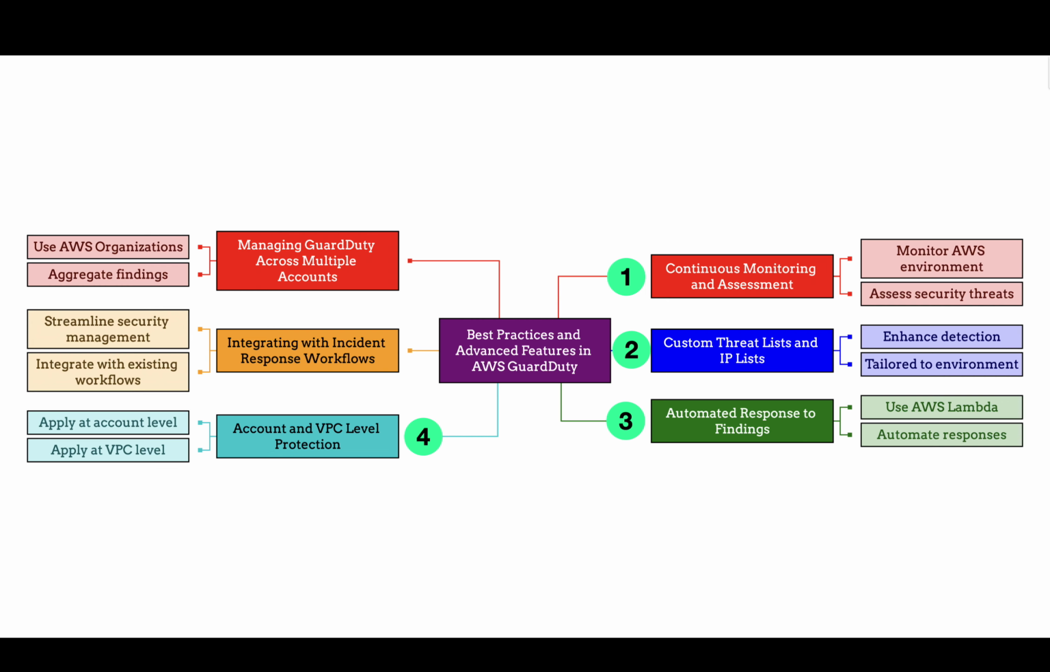4. Account and VPC level protection. Apply GuardDuty at both the account and VPC level for comprehensive protection. 5. Integrating with incident response workflows. Integrate GuardDuty with existing incident response and security operations workflows for streamlined security management. 6. Managing GuardDuty across multiple accounts. Use AWS Organizations to manage and aggregate GuardDuty findings across multiple AWS accounts.